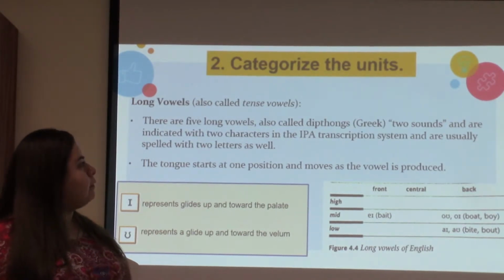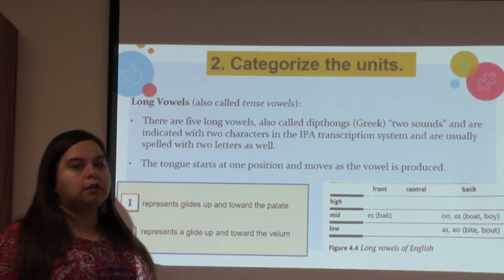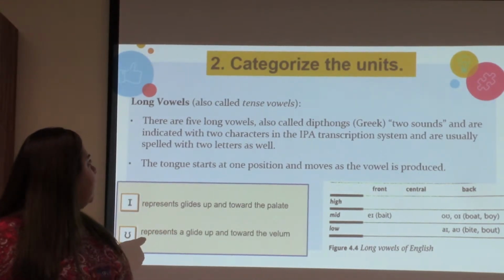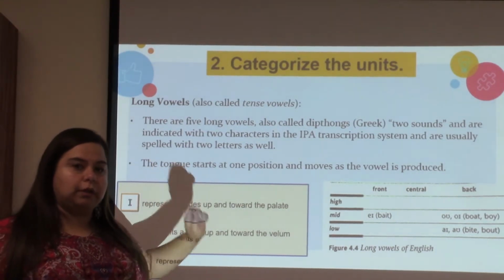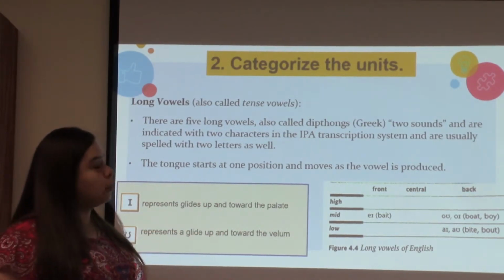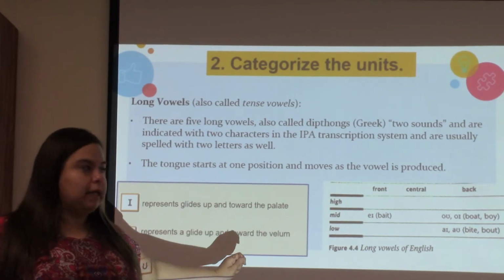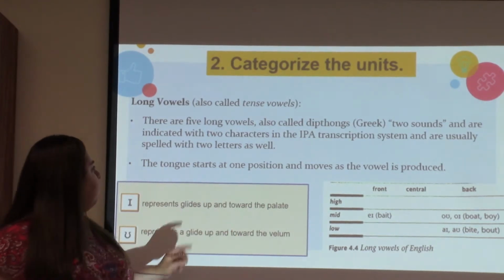There are 5 long vowels. They're also called diphthongs, which we get from a Greek meaning of 2 sounds. And they're indicated with 2 special characters when we use the IPA, the transcription system. And they're usually spelled with 2 letters also when we're spelling them, usually, not always.